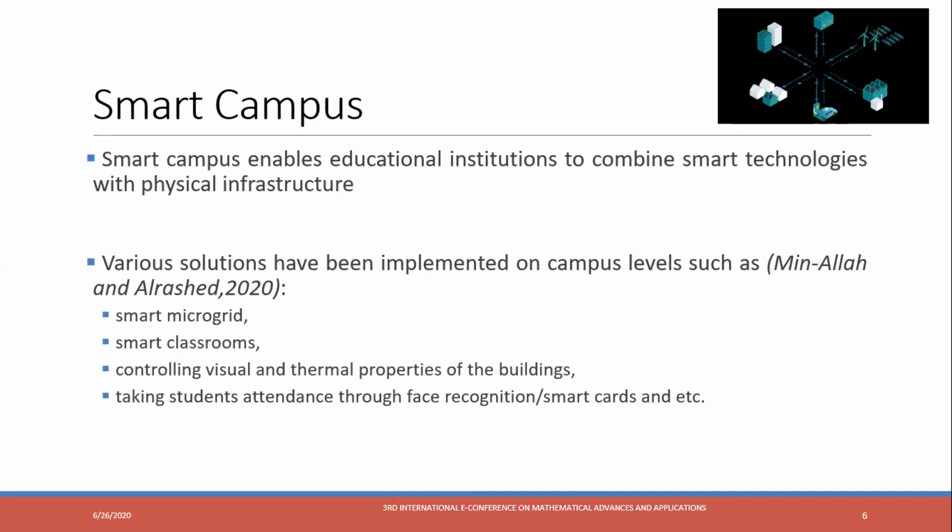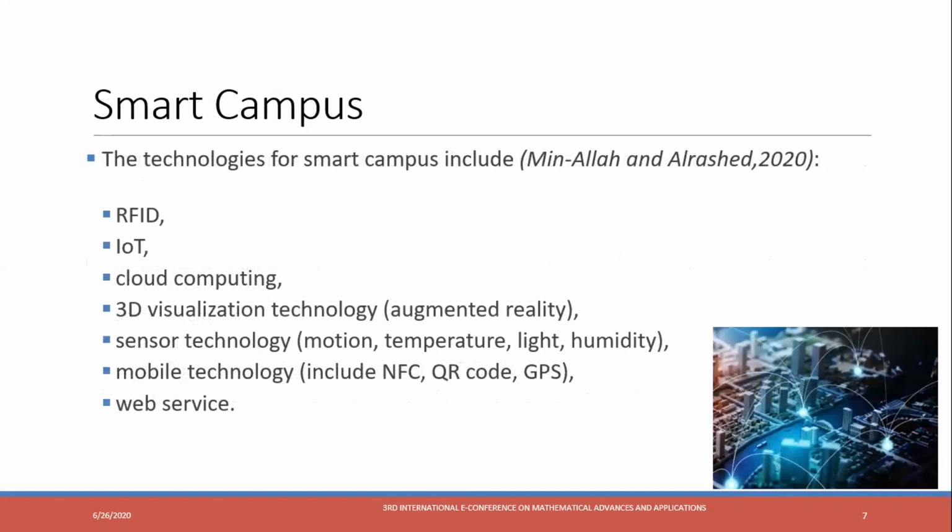So under the umbrella of the smart campus concept, many solutions have been implemented on campus levels, such as smart microgrid, smart classroom, controlling visual and thermal properties of the buildings, taking student attendance through face recognition, or smart card applications. And the technologies identified for the smart campus include RFID, Internet of Things, cloud computing, 3D visualization technology, especially sensor technologies, mobile technologies, and web services. So the smart campus works to realize multi-purpose uses, such as an integrated learning and living environment based on these technologies.